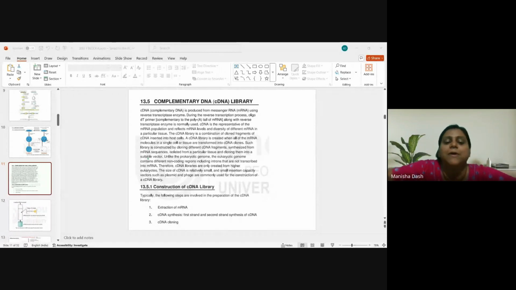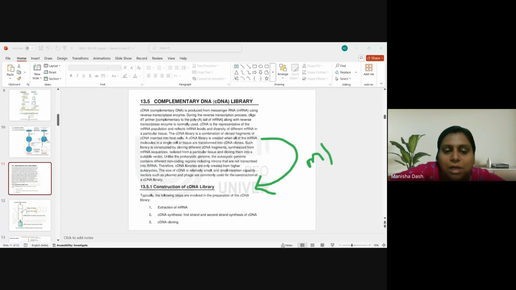So in order to avoid that part, another library is created which is called the cDNA library. The cDNA library is the library which is made from the mRNA. So indirectly, we are eliminating the intron part. We are only trying to store the exon or the coding part of the genome. Okay.